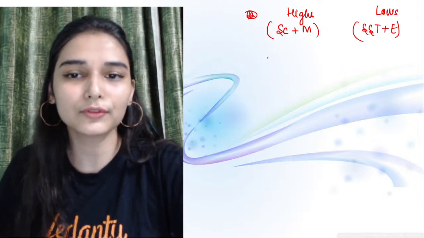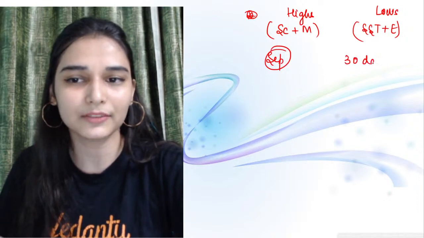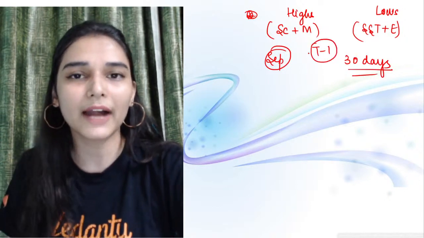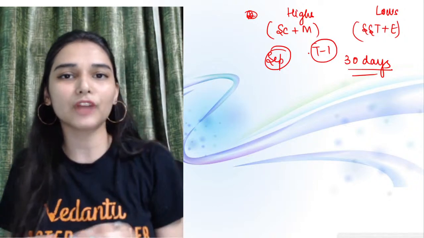So what you have to do, you are having the month of September. Let's say 30 days are present with you. Term 1 we are targeting. So you have to make the combination of two subjects. And one subject you take from your strength.